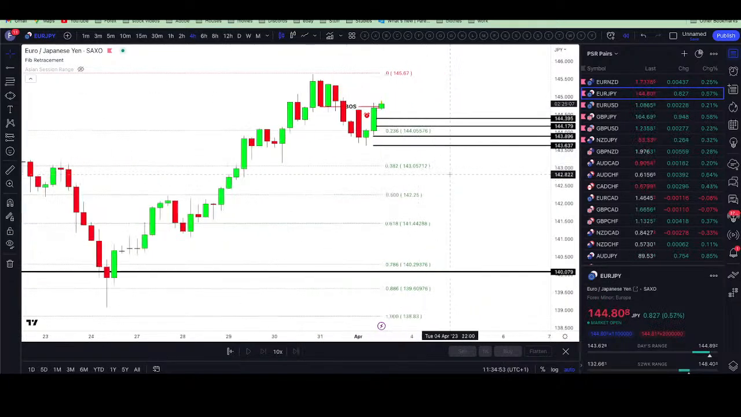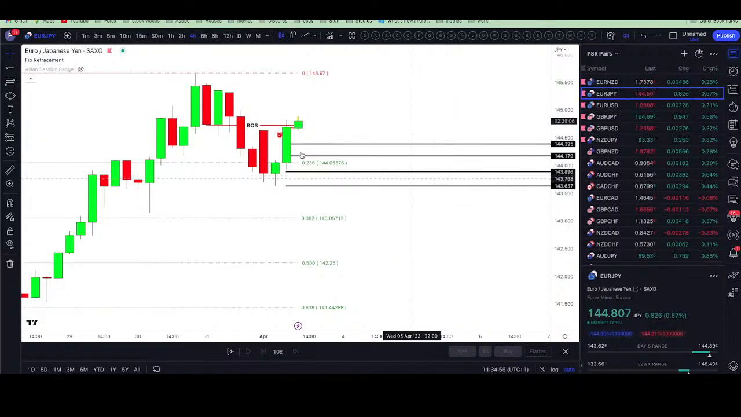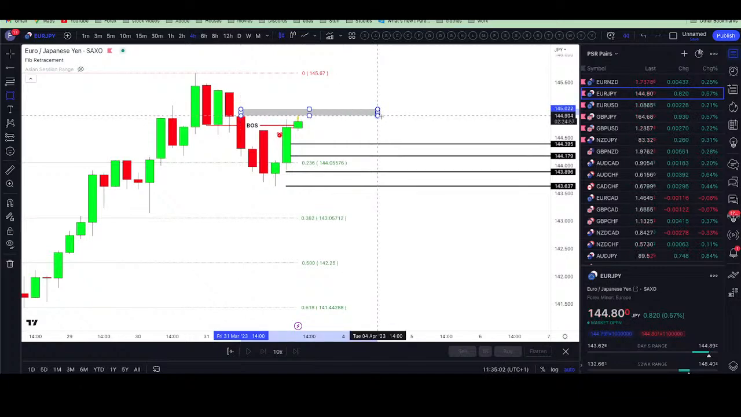Asian session range. On a 4 hour, this is a strong 4 hour bullish candle. We've got supply in between here and here where the liquidity is. So they've gone for it. Ideally you want them to stay in between this zone here. You don't want them to go any higher. We can't see any liquidity here. That's what the problem is.